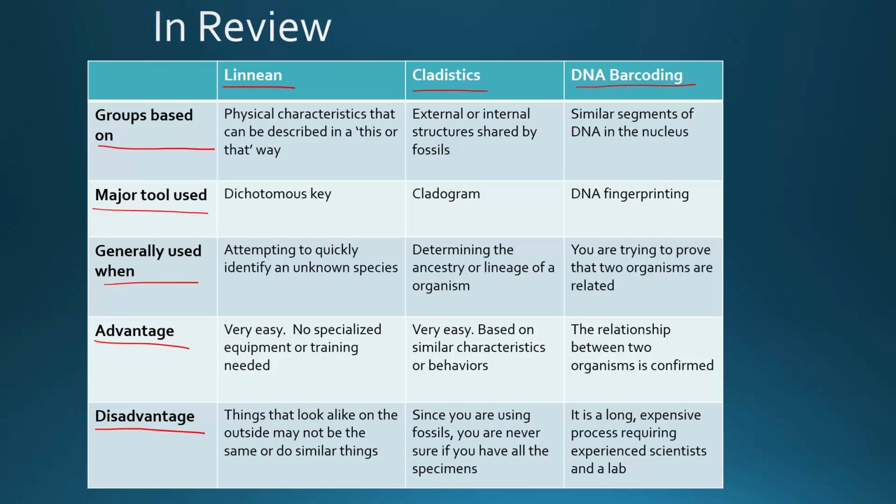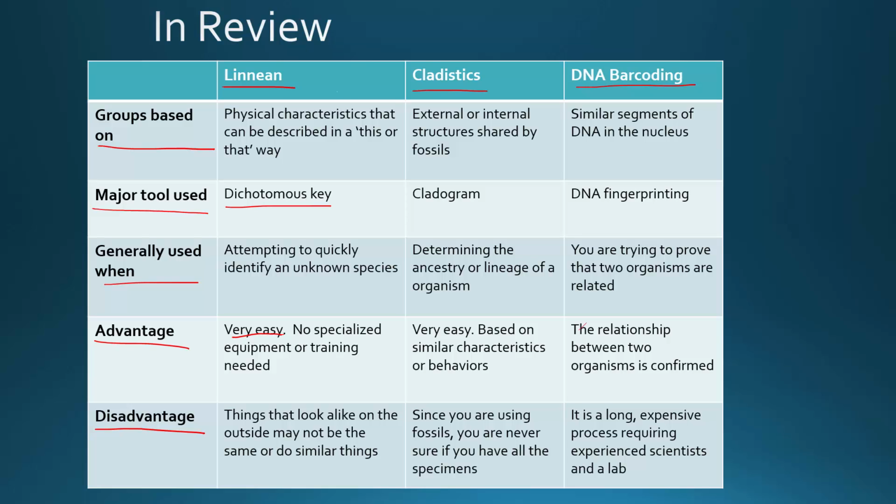So for Linnean, this is our dichotomous key. We have physical characteristics, so groups are based on the physical characteristics, and it can be described in this or that way. The tool used for Linnean classification is the dichotomous key, and it is generally used when attempting to quickly identify an unknown species. The advantage is that it's very easy, no specialized equipment or training needed, and the disadvantage is that things that look alike on the outside may not be the same or do similar things internally.